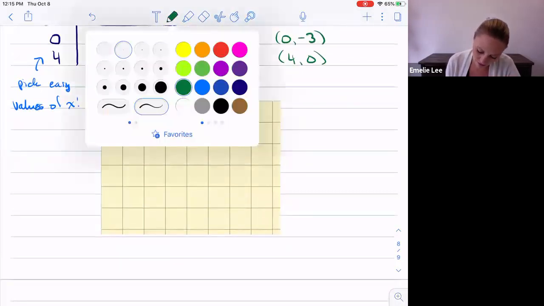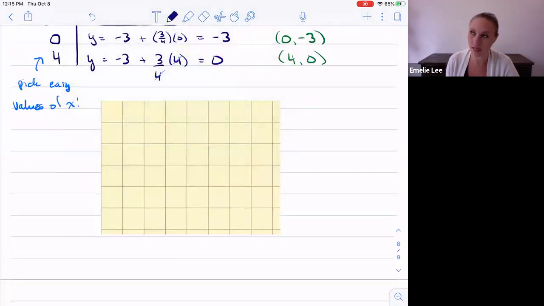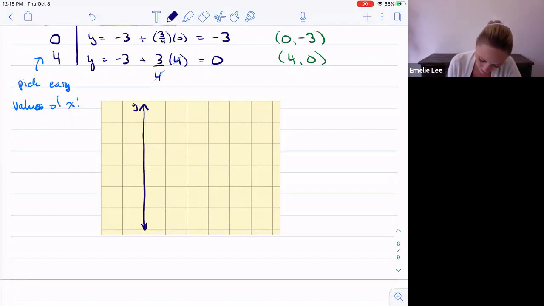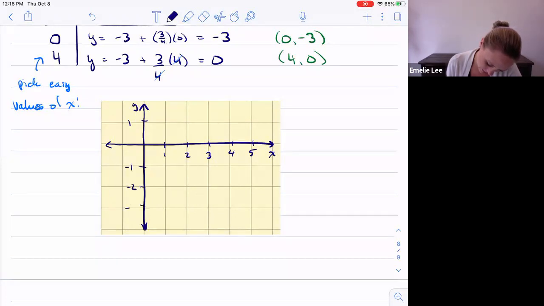So if x has to go from 0 to 4, I don't really need negative x's. And if x has to go from -3 to 0, then I do need negative values of y. So I'm going to shift my y-axis around here a little bit. Y and x. 1, 2, 3, 4. 1, -1, -2, and -3. Good enough.